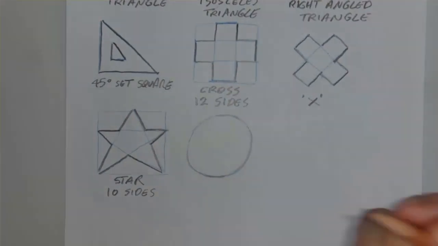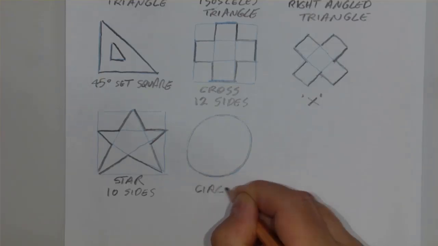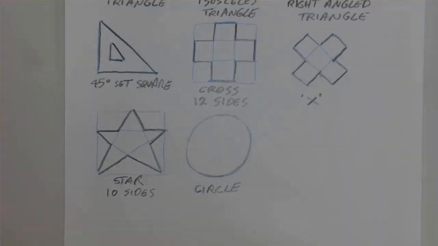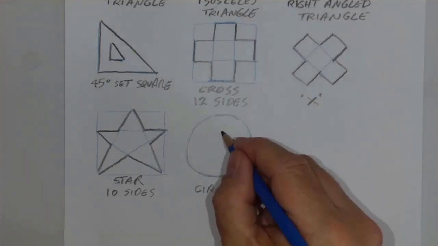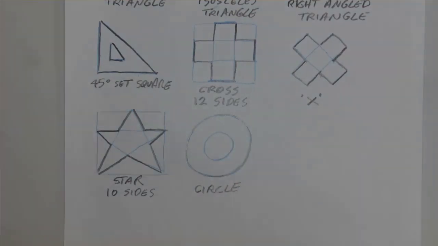And that is one-sided, one big curved line. And then if we had a circle within a circle, we end up with a donut shape.